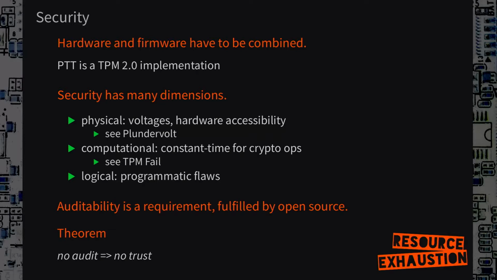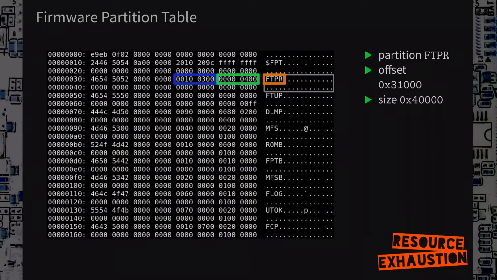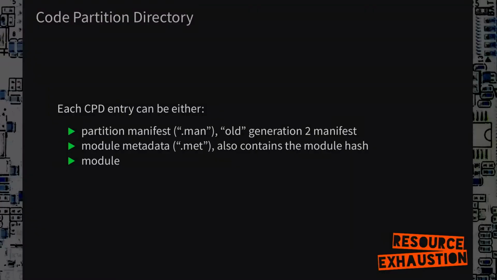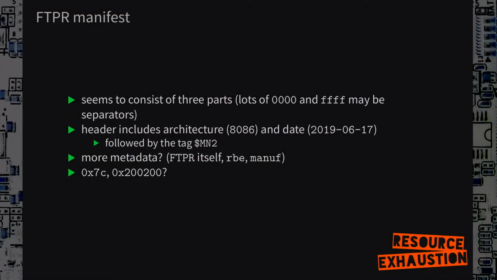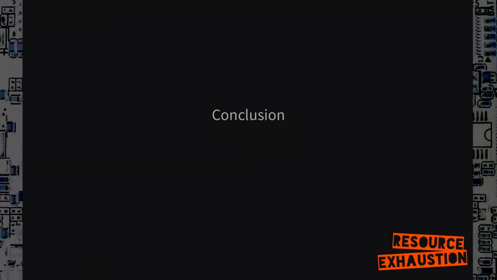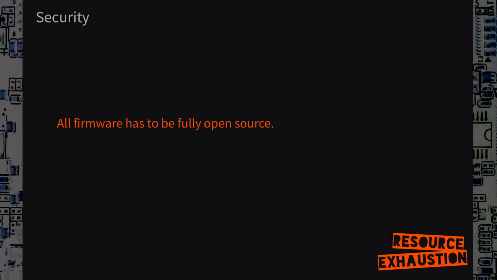We have security issues. We want to analyze firmware. Here's a bit of data structures. I would just briefly skim through those now. You can approach me later for more. And I want to briefly come to this conclusion because this is the important part. So for security, all firmware has to be open source.